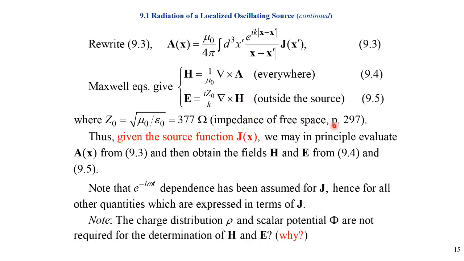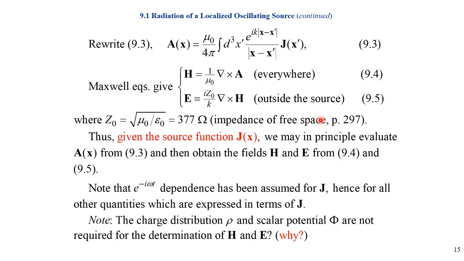We obtain this one from page 297. Z0 is the characteristic impedance. The dimension is exactly the same as ohm. So we have Z0 here, we have k here. These are equation 9.4 and equation 9.5.